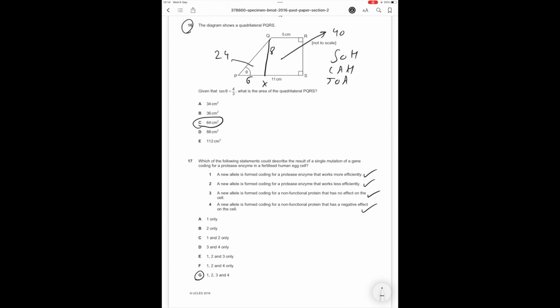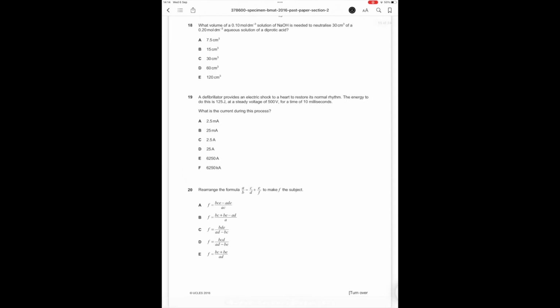So when you have a mutation, the allele is going to change and the protein is going to change. And that protein can be pretty much anything. You can have one that's better, worse, does nothing, or is completely harmful. But yeah, okay. So now question number 18.